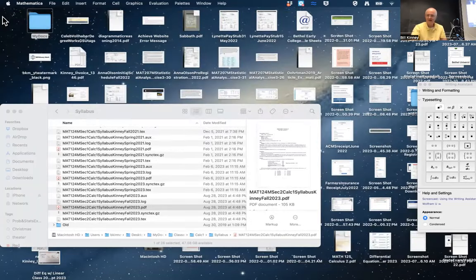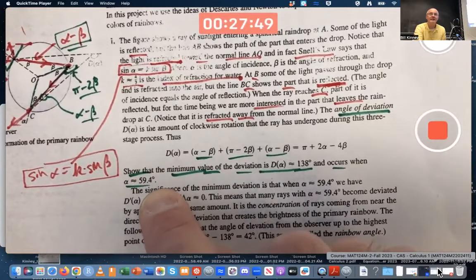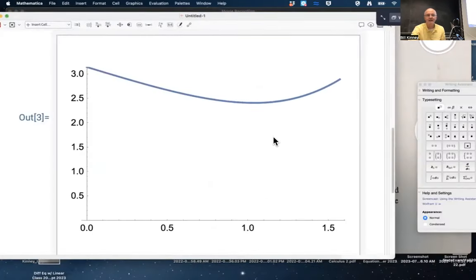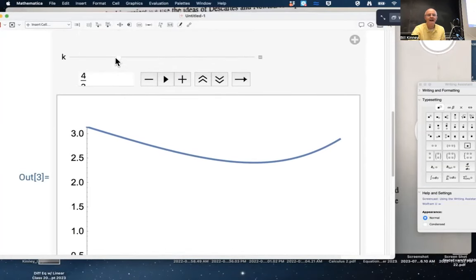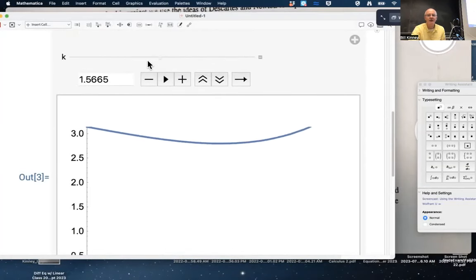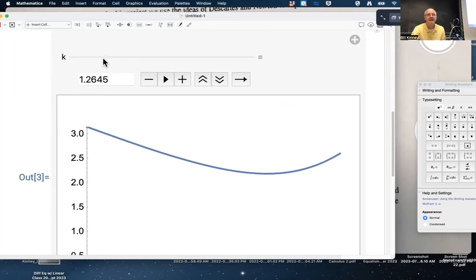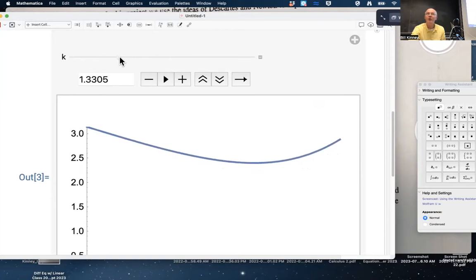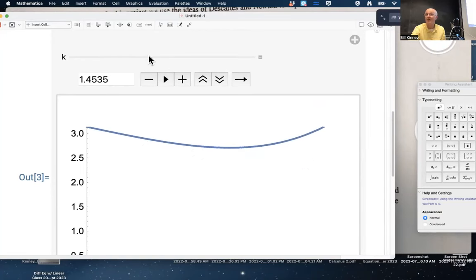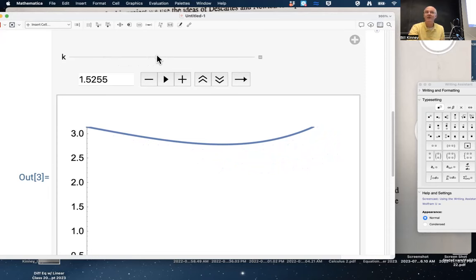And guess what? That number is close to 60 degrees. It looks like it's going to work. Now, Mathematica does allow me to change this graph for different values of k. As k changes, I get different graphs representing deviation angles for different liquids, I guess. Water versus something else, or possibly for different colors of light even. Maybe the color affects the angle of refraction, and it does. The wavelength affects the angle of refraction.